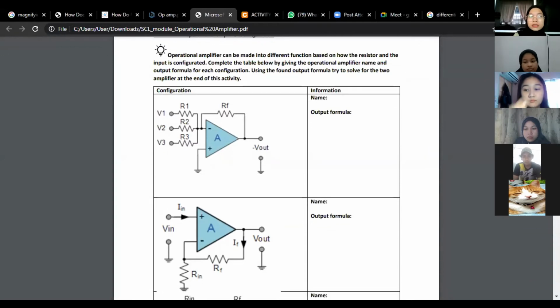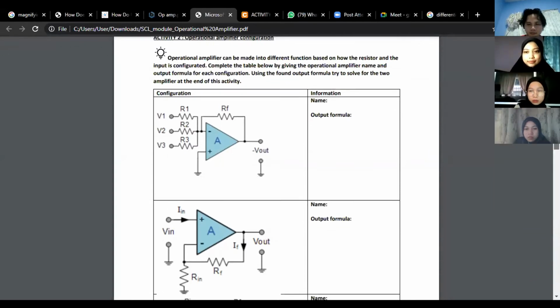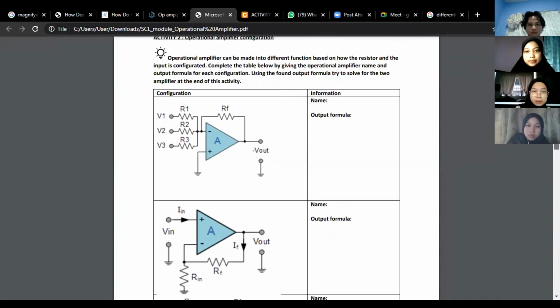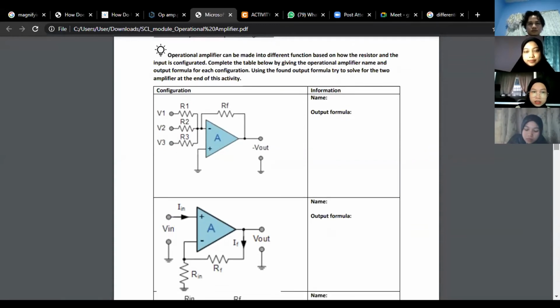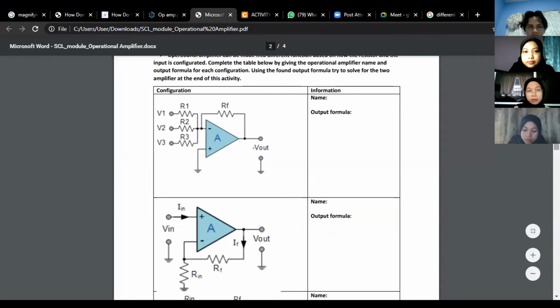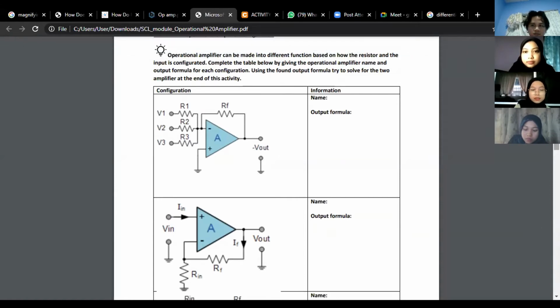Okay, so kita orang dapat aktiviti dua, kita orang group 2 dan dapat aktiviti 2 which is operational amplifier configuration. So the first activity, there is 5 different type of operational amplifier. So saya akan tunjukkan dulu solution for the first configuration.